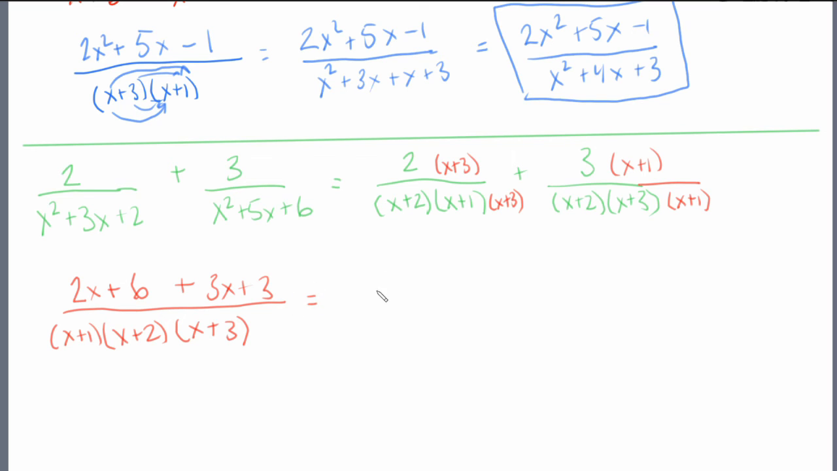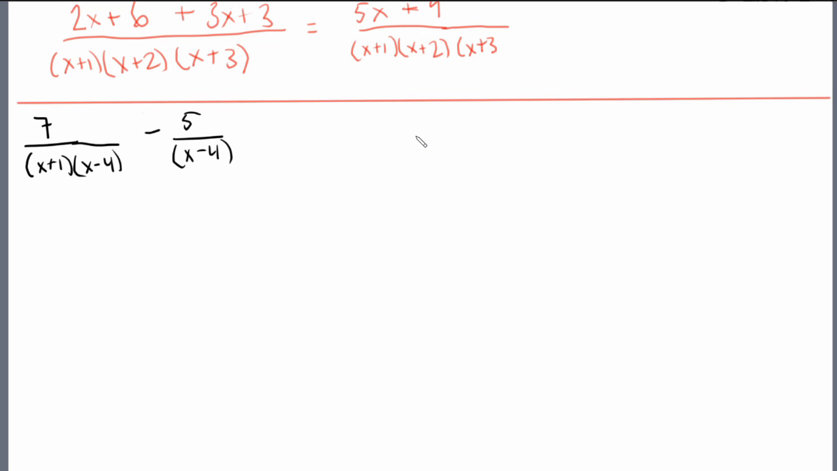So 2x, 3x, I got what, 5x? 6 plus 3, 9. Not factorable on top. And we're honestly just going to leave this stuff on the bottom, not really bother with multiplying it all out. I could, but I don't want to waste your time. I waste enough of it as it is.